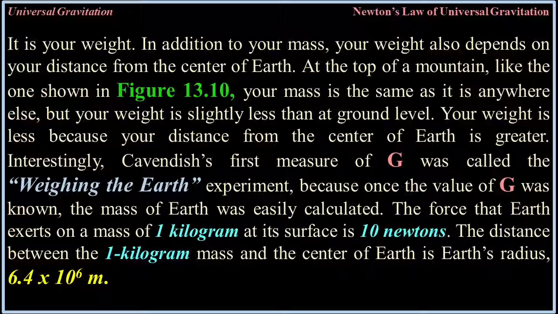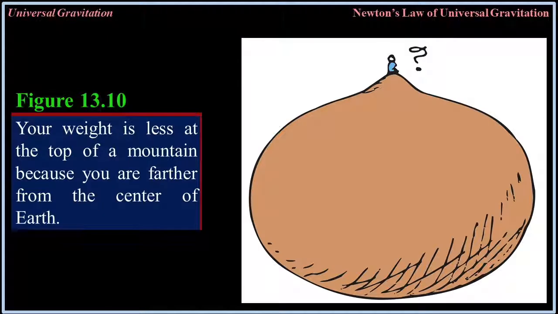It is your weight, in addition to your mass. Your weight also depends on your distance from the center of the Earth. At the top of a mountain, like the one shown in figure 13.10, your mass is the same as it is anywhere else, but your weight is slightly less than at ground level. Your weight is less because your distance from the center of Earth is greater.